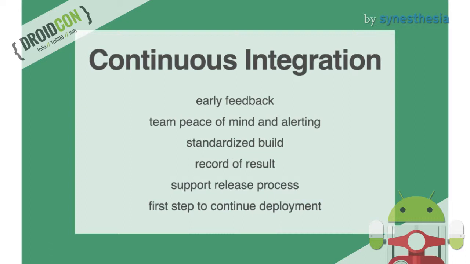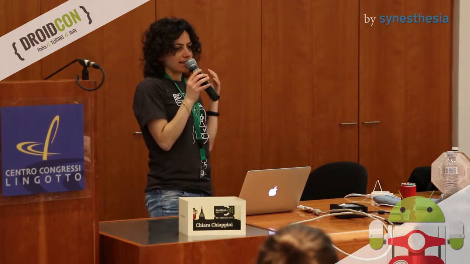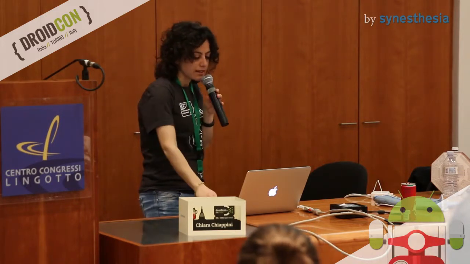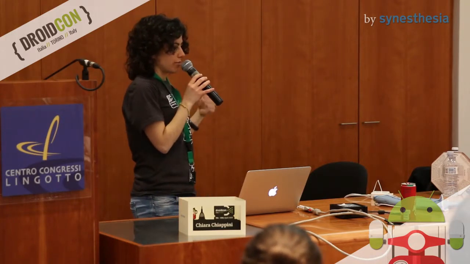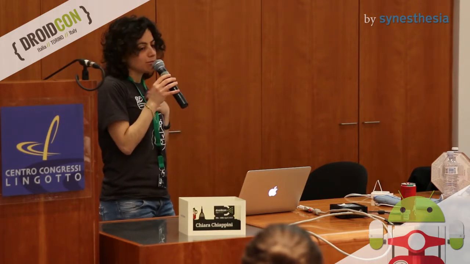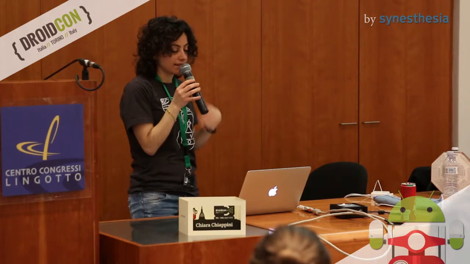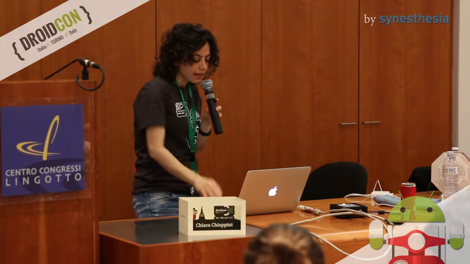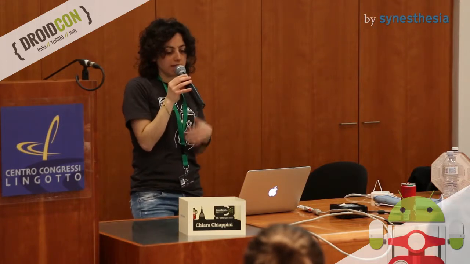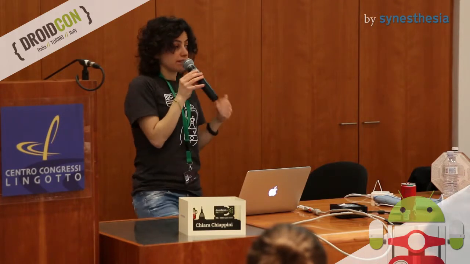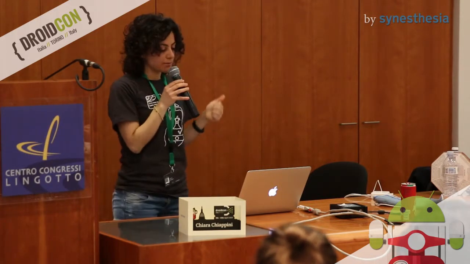So let's try to recap a bit what continuous integration is. First of all, continuous integration gives you early feedback. It gives the team peace of mind, because every time something is not going well, it's going to alert you straight away. It also gives you a standardized way of building your app. So there is not going to be anything like it builds on my machine, or this test passes on my machine, I don't know why it doesn't pass on yours. This can't happen, because all the tests and the build are going to run on that machine. You have a record of results, so if your test starts to be really slow, you can look back and see which commit made the problem. And a continuous integration environment can support your release process. Basically, you can create different jobs for doing that, and it's actually your first step to continuous deployment.